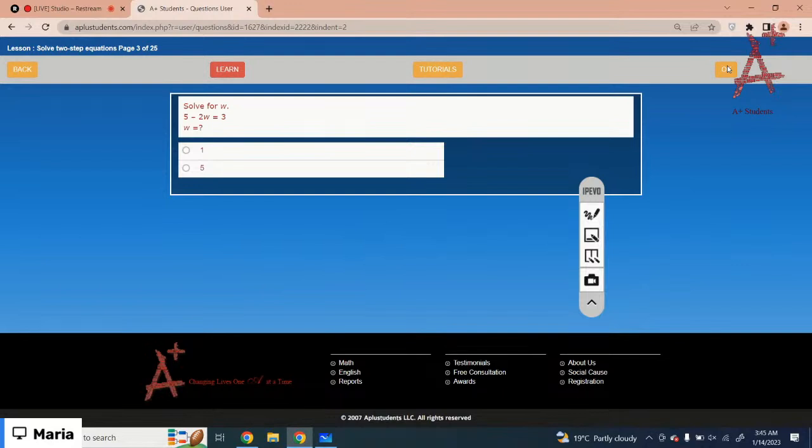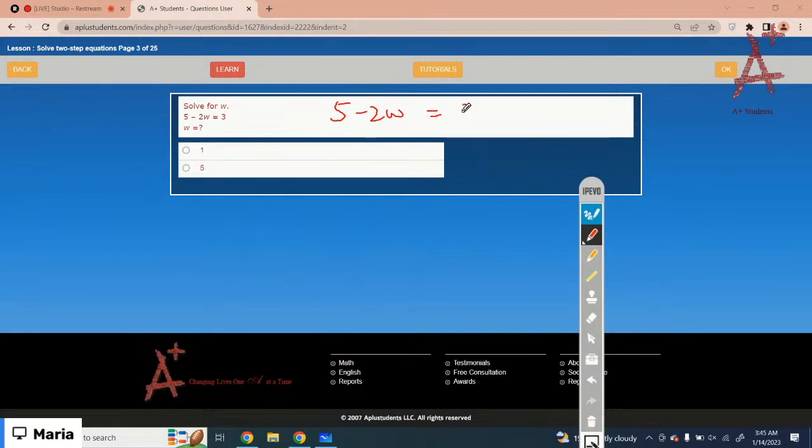Okay, the next one is solve for w. Now you have to solve this equation for w. Got it? So 5 take away 2w equals 3. So 2w is being subtracted on this side. Got it? Let's just add 2w to both sides. 2w minus 2w makes 0. You are left with 5 here.